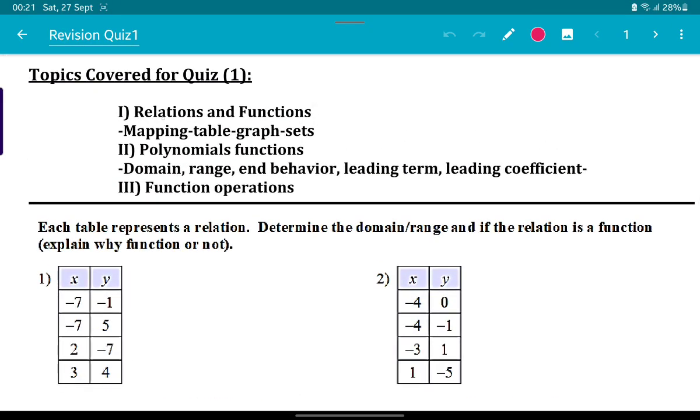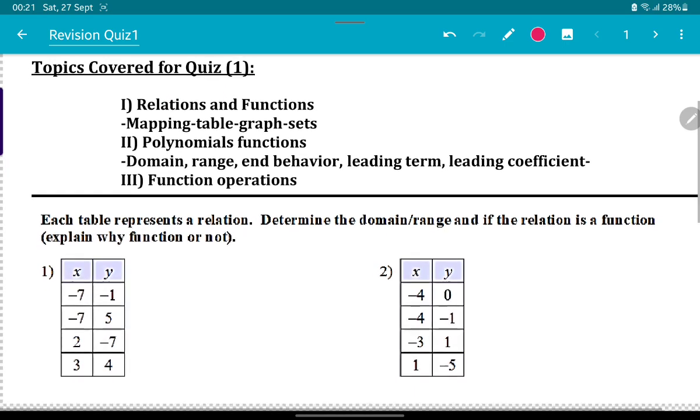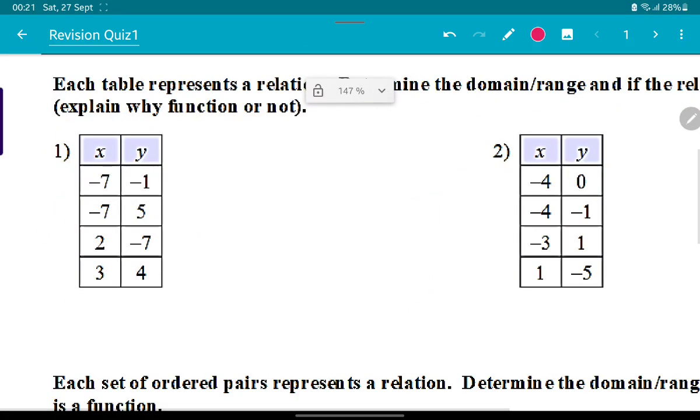First we will start by how to call the relation to be a function, when it's a function or not, and determine the domain and range. So in the first question, each table represents a relation. Determine the domain and range.